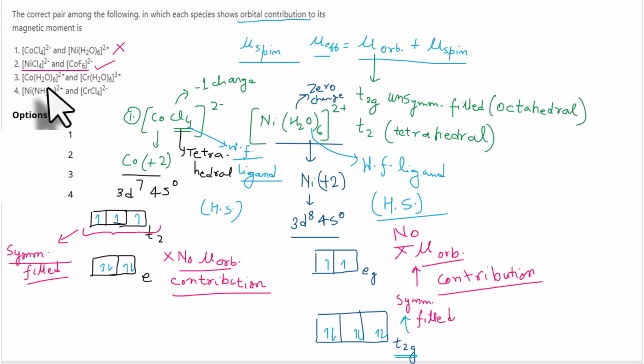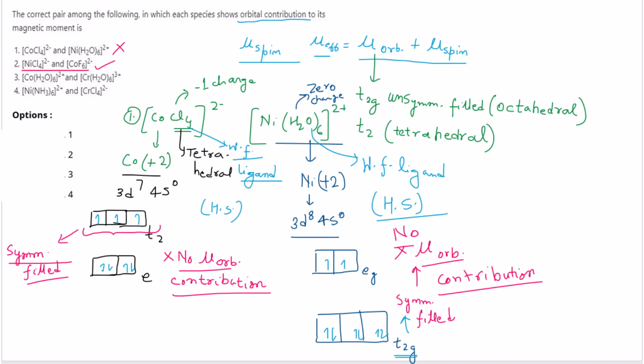So if you do options 3 and 4 also to check whether there are any complexes which are contributing towards mu orbital, then that will be good practice for you. So I request all of you to go through options 3 and 4 as well. So I have shown you the steps. I have shown you how to do it.